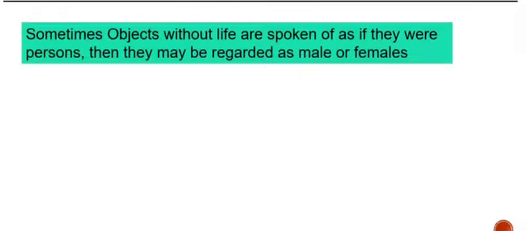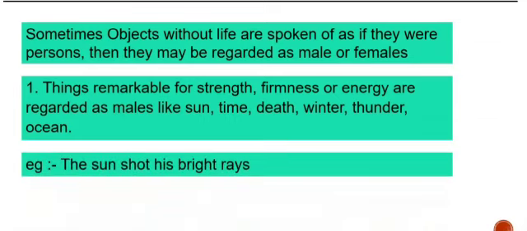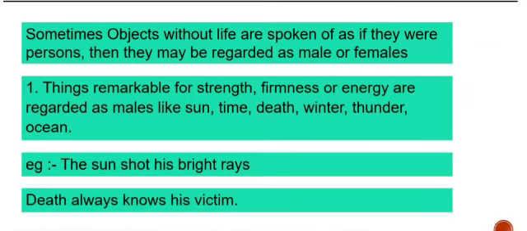Gender of personified objects. Sometimes objects without life are spoken of as if they were persons. Then they may be regarded as male or female. Things remarkable for strength, firmness, or energy are regarded as males, like sun, time, death, winter, thunder, ocean, etc. For example, the sun shot his bright rays. Death always knows his victim.